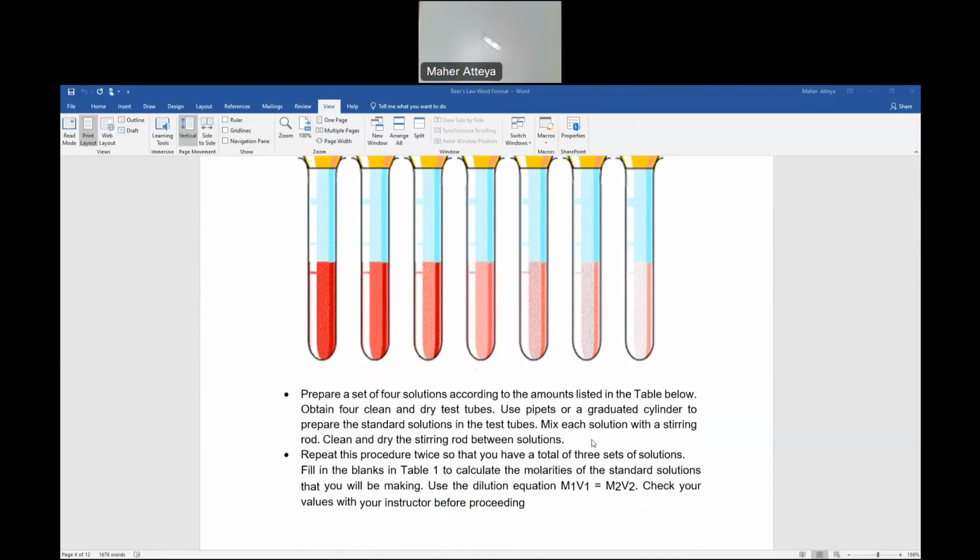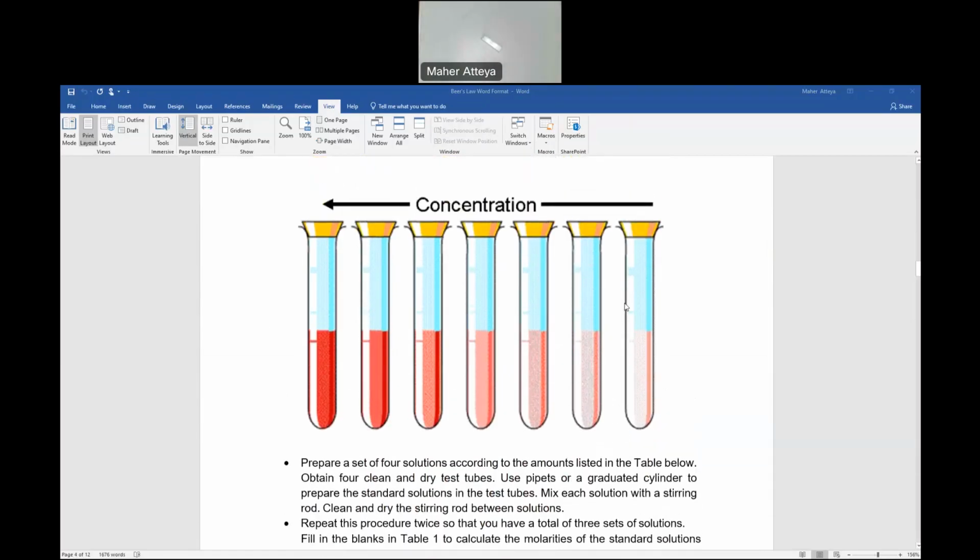So now you prepare 4 test tubes. This is a picture showing you here. The more red or pink the solution is, the more concentrated the solution is. You see the concentration goes up in the direction of more red color, and the absorbance as well. The more red, the higher the absorption. The least red or pink, the lower the concentration.